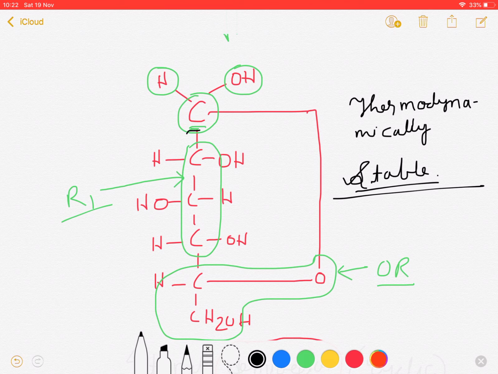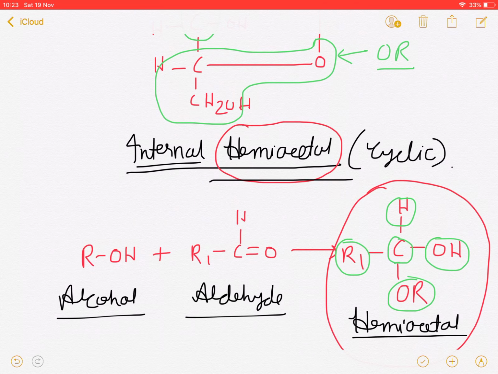So here in this cyclic form of internal hemiacetal, you cannot see aldehyde anymore. There are hydroxys, and this central carbon is over there. So what happened to the aldehyde? That aldehyde has interconverted into the hemiacetal form. It reacted with the alcohol and converted into the hemiacetal form. And this structure is thermodynamically stable.